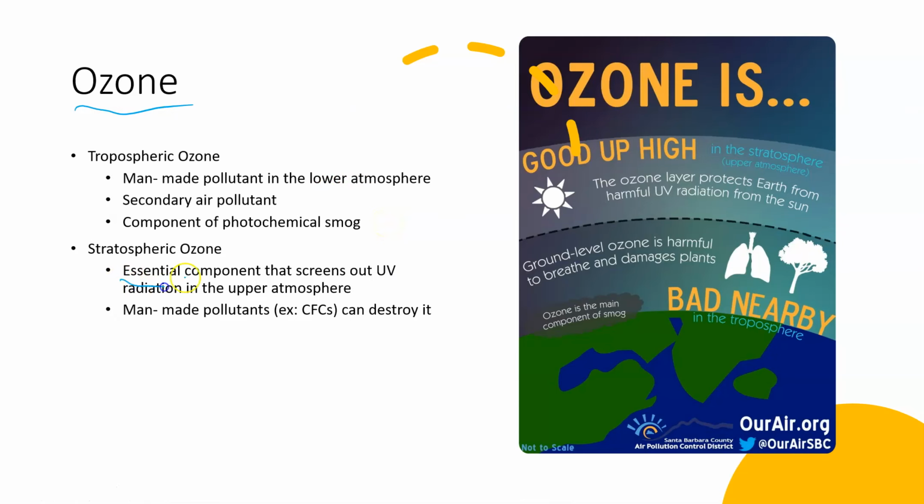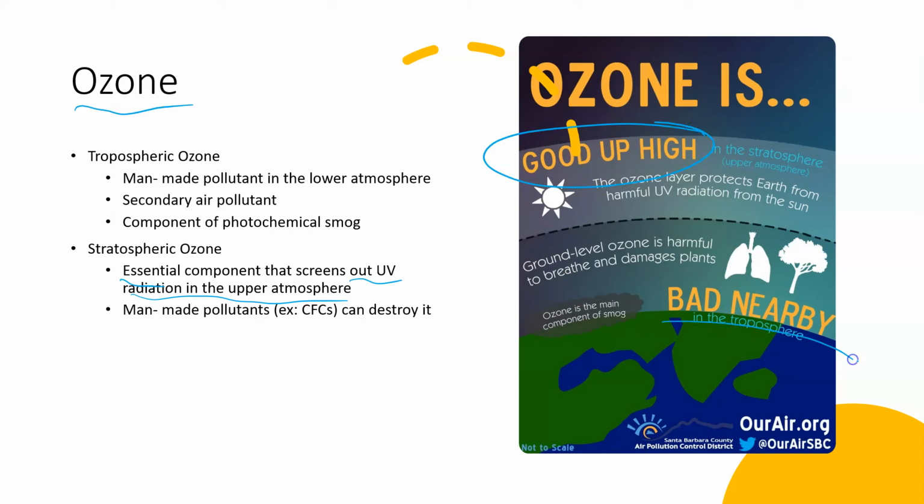It is essential because it screens out harmful ultraviolet radiation, particularly of the UVB and C variety, right? Exceptionally harmful types of ultraviolet radiation that would cause severe damage to living tissues if it were allowed to make its way all the way down through the troposphere to the surface. All right. So stratospheric ozone is good up high, right?